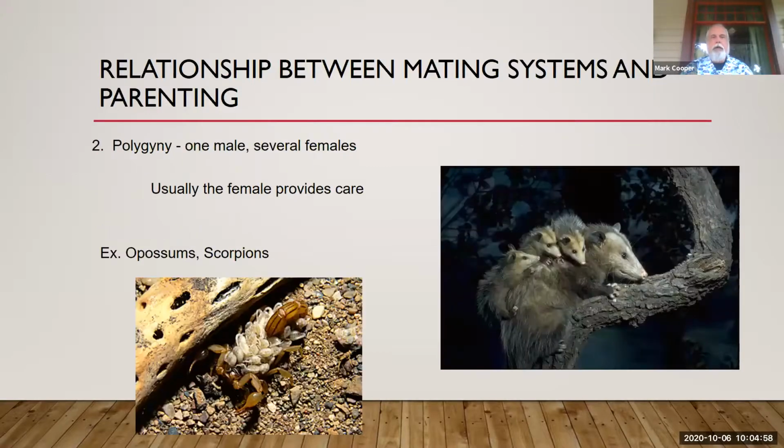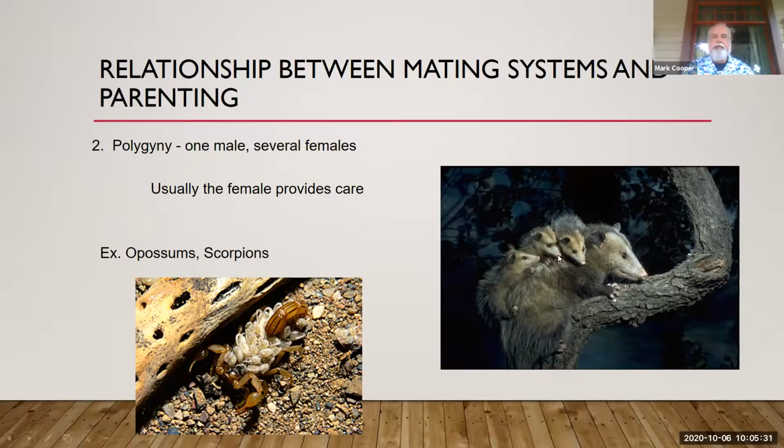partnerships. All right, polygamy, multiple females, one male, several females, and again, the female usually provides the care because the male is having multiple females, even if he does help. What that means is if he has 3 or 4 females he's helping, obviously he's getting less and less care for each of that individual female's kids.